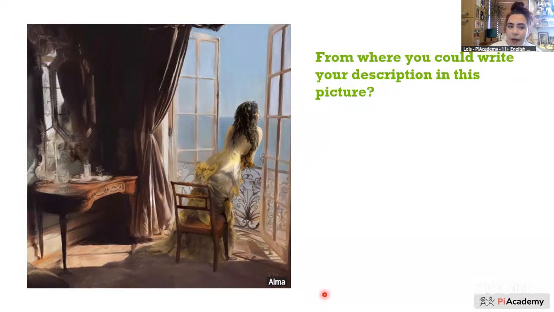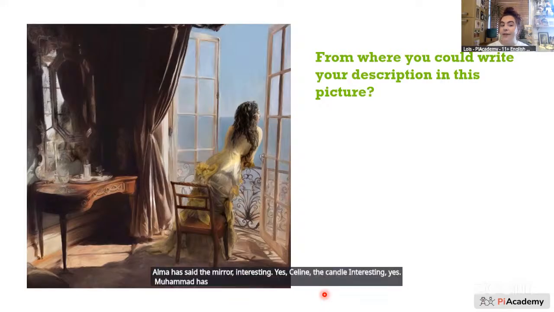Alma has said the mirror, interesting. Yes, Celine, the candle, interesting. Yes. Mohammed has said the blue sky. That's interesting. Yeah, you could be up high position looking down.